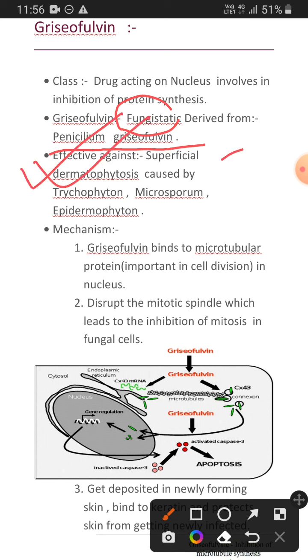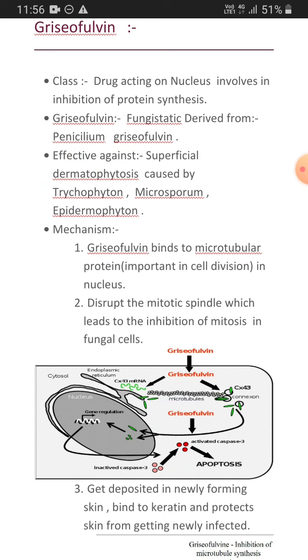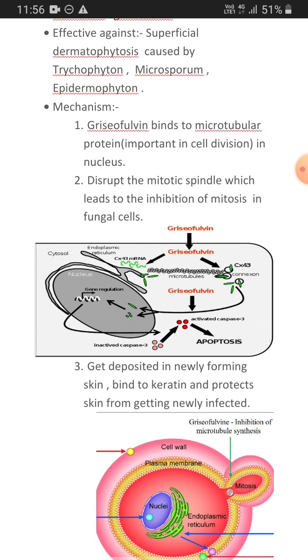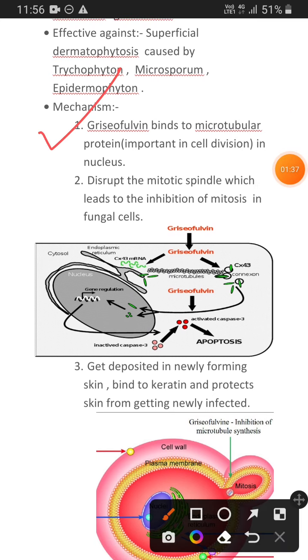Again, we are going to discuss effectiveness. We do not break our pattern, right? So let's come to the mechanism.